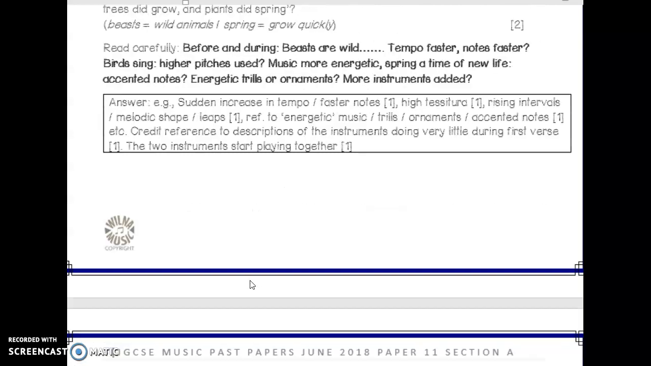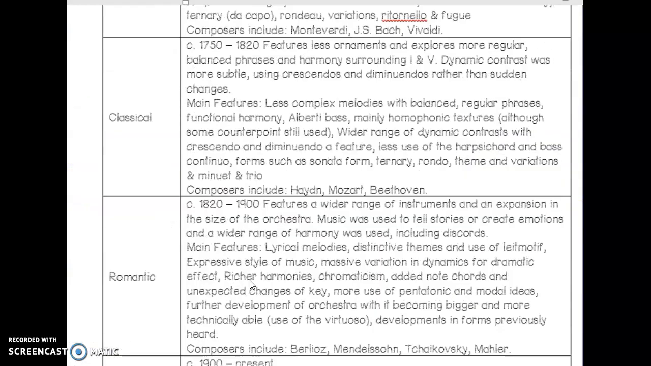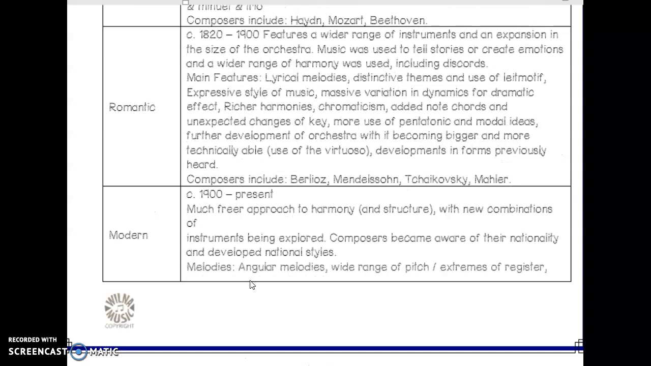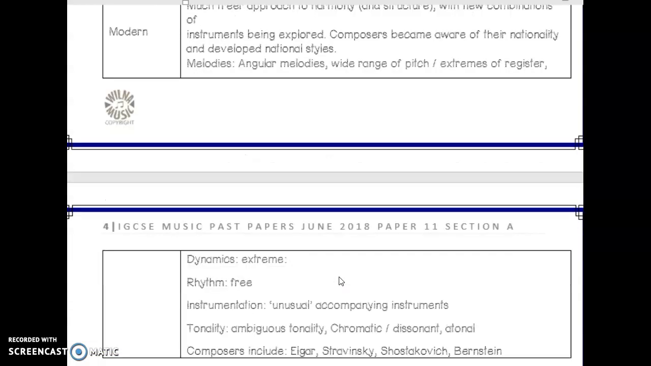And go through your 20th century music if you didn't find or answer that as being modern. I could hear the angular melodies, wide range of pitch, extremes of register. Dynamics, I wouldn't write anything about the dynamics. The rhythm was free and unusual accompanying instruments. We're not used to not having a piano as an accompanying instrument. And it was atonal. So go through the things if you do not understand this yet.